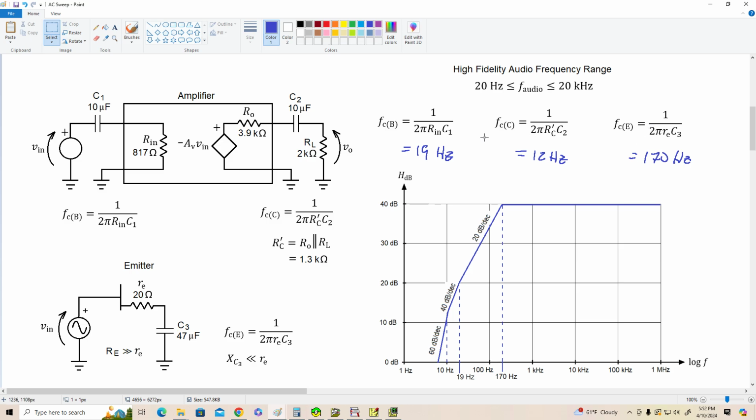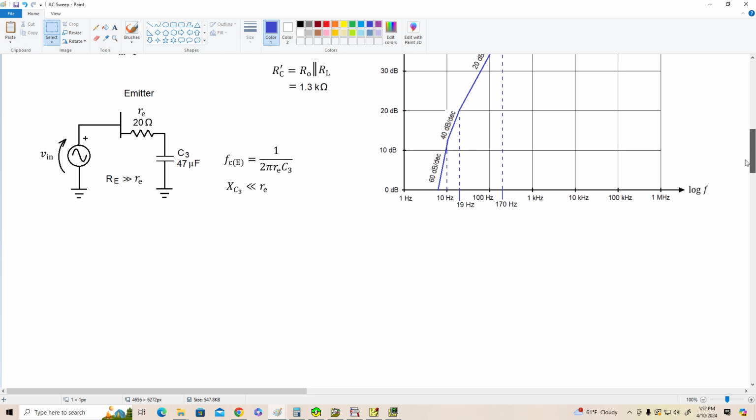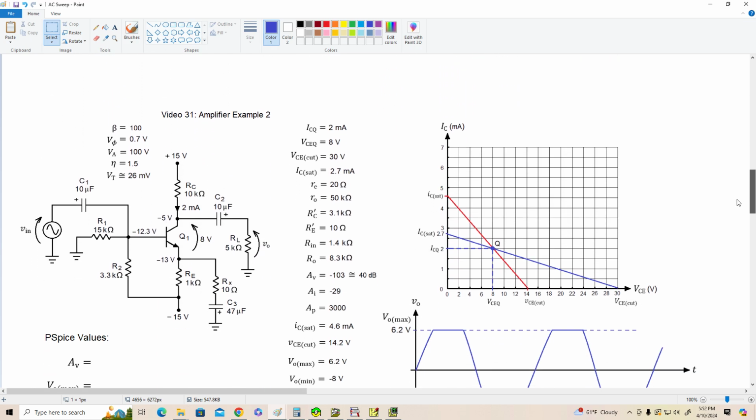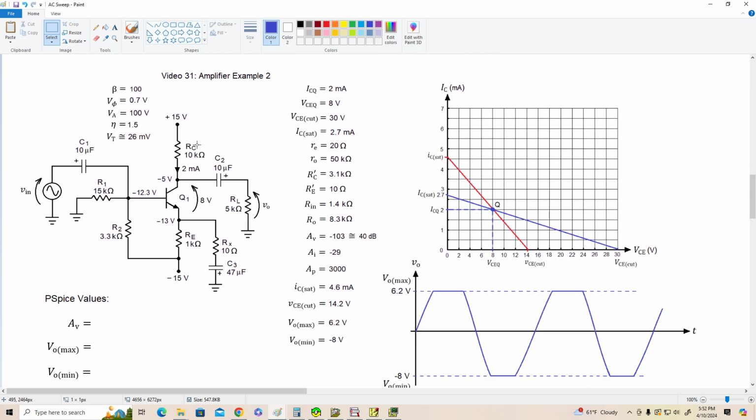It means all the work we've done to derive these equations and all of this stuff is actually valid, okay? So that should be reassuring. Now, let's go down and look at the next amplifier that we used in video 31, and that was this common emitter with a bipolar power supply and partial emitter bypass, okay?